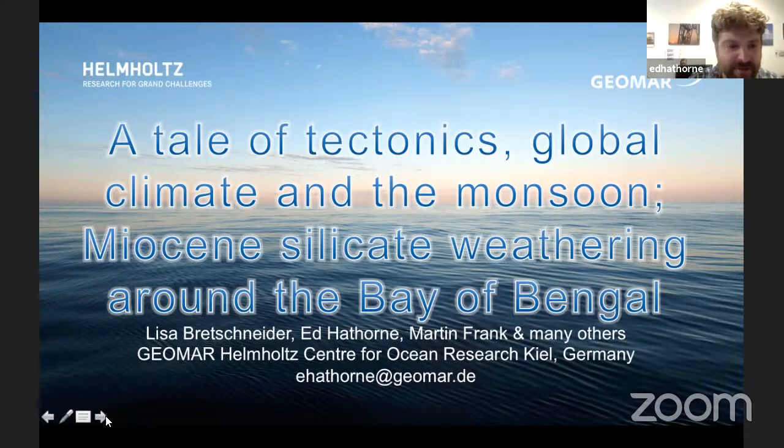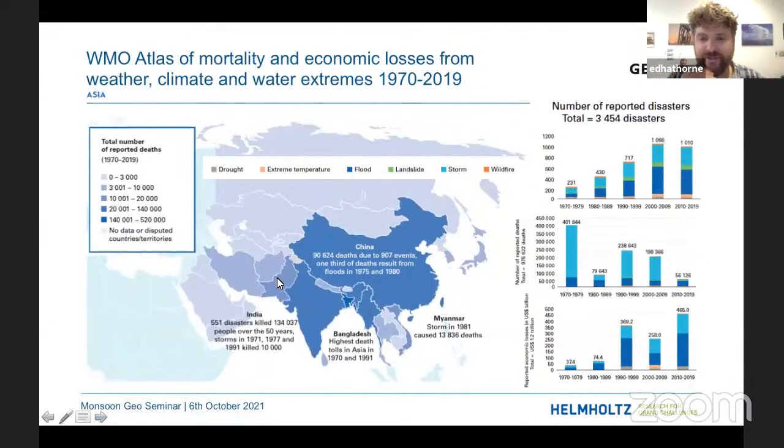Moving on, a little bit of a slide about the motivation here. This is a very recently published atlas of disasters from the World Meteorological Organization, and this is the map for Asia. You see here a lot of people have died in Bangladesh, Myanmar, India and China as a result of storms and floods, most of which are probably monsoon related. And you see here on the right that the number of disasters is actually increasing with time over the last 50 years. The dark blue, which is the floods, is also increasing.